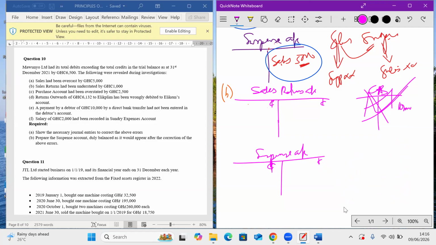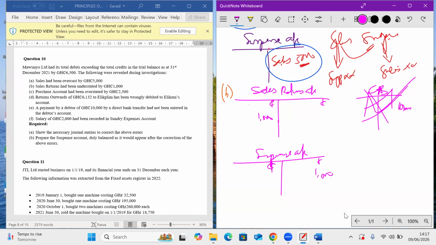Okay, so how much do we need? We are now correcting with the suspense. So how do we correct the sales returns? Let's be quick. It says it has been understated, meaning there's a shortage of 1,000. So that 1,000, how do we bring it in? You just write it. Which side of the sales returns do you write the 1,000? Debit side. So if it's on the debit side of 1,000, in the suspense account, which side will record the 1,000? Credit side. Now this 1,000 in the suspense, credit where is it going to?